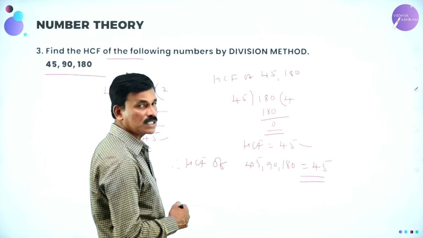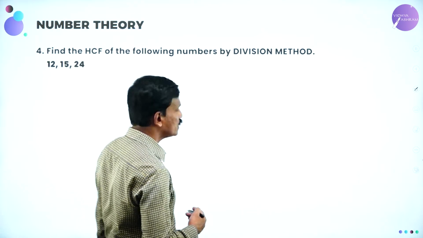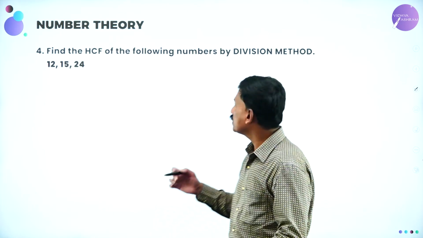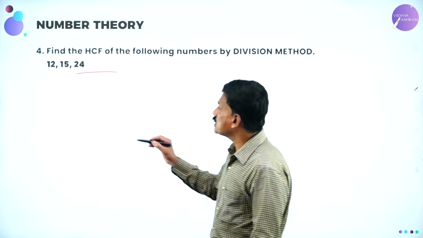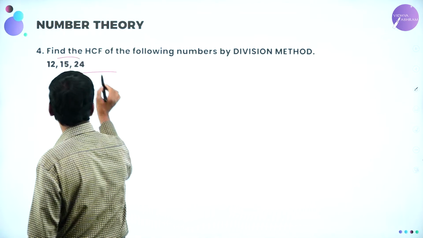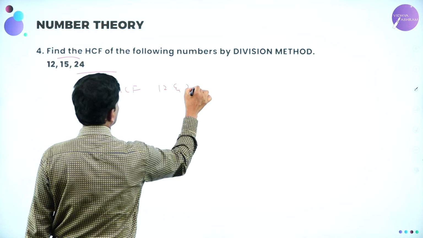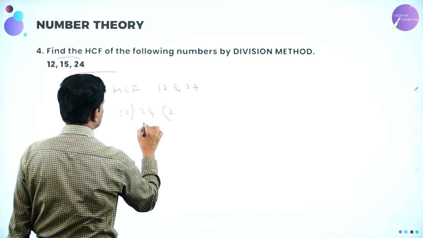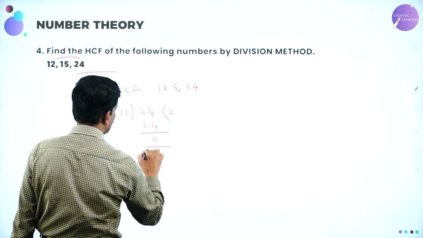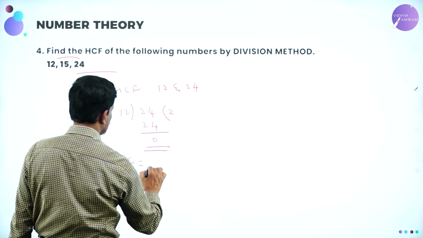Okay. Now let us come to the next problem. Find the HCF of the following numbers. Again three numbers are given, by division method: 12, 15 and 24. Let us first find the HCF of 12 and 24. 12 2s are 24, 0 is the remainder. So, the HCF of 12 and 24 is 12.